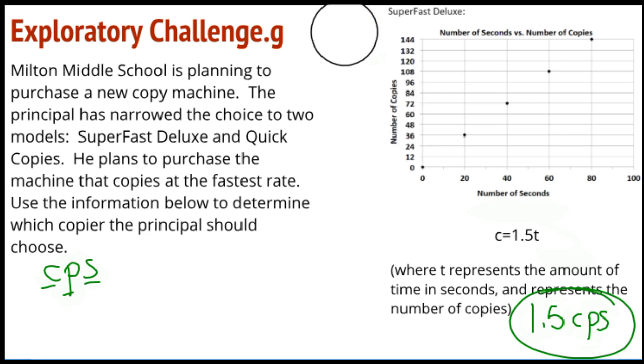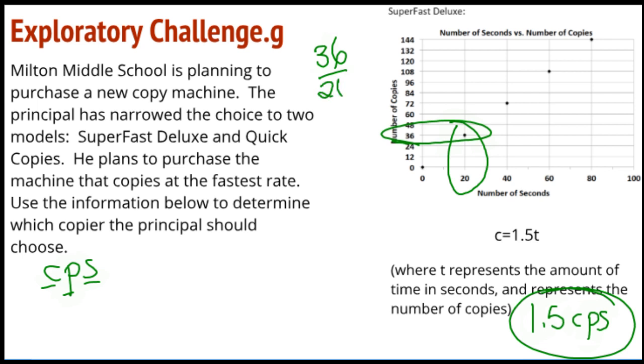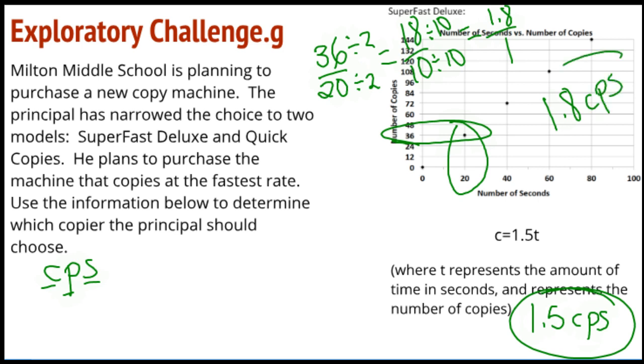All right, and now we need to take a look at this graph here. Well, let's see here. If I look here, I've got 36 copies in 20 seconds. And if I divide that by 2, then I've got 18 copies per 10 seconds. And if I scale down by 10, I've got 1 8/10 per 1 second. So this graph represents 1 8/10 copies per second.